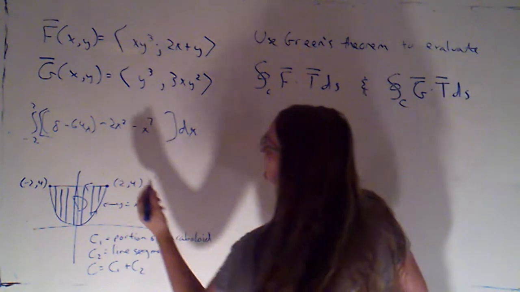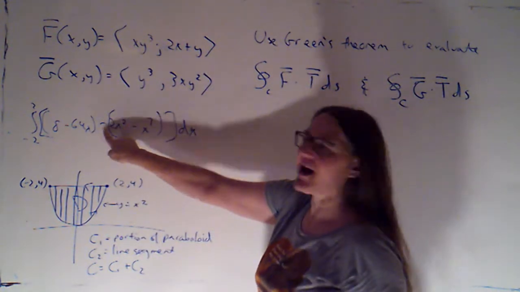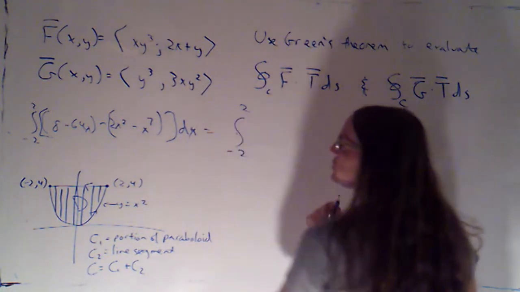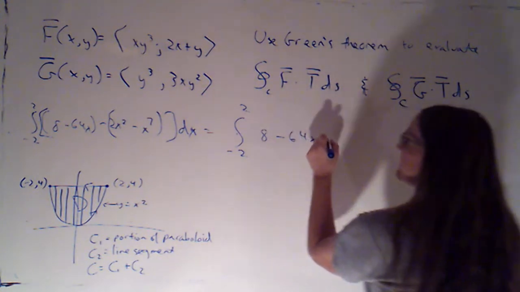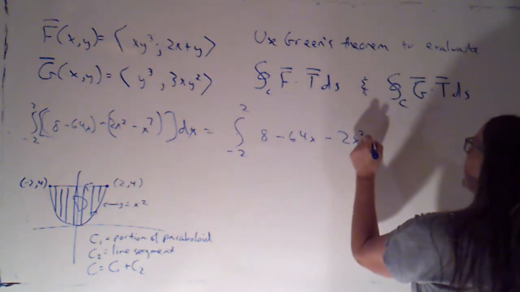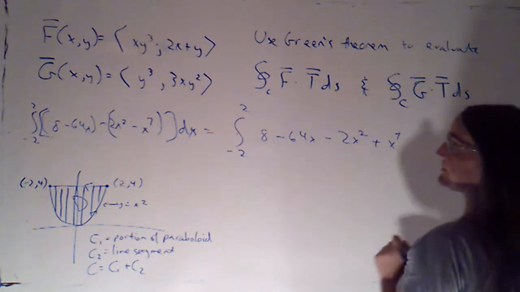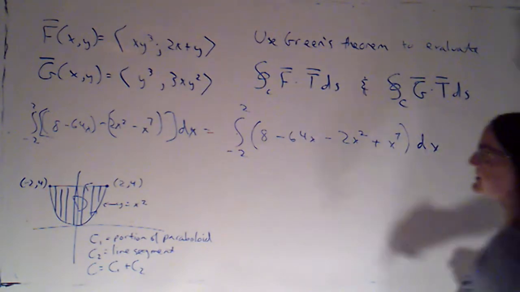Okay. Whoops. I meant to put that in parentheses. I'm sorry, because I need to subtract this whole thing. So let's see, that's the integral from negative 2 to 2 of 8 minus 64x minus 2x squared minus x, or sorry, plus x to the 7th, distributing that negative, and we're integrating that with respect to x.